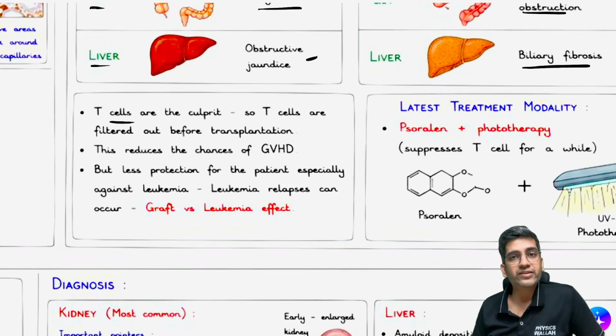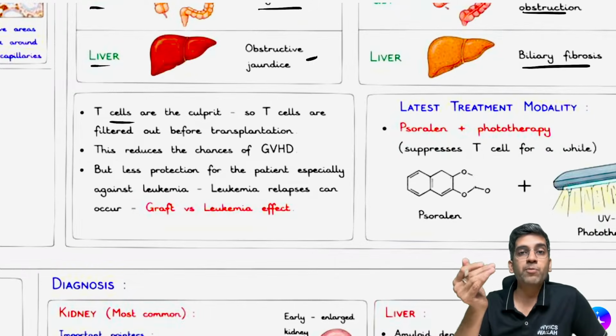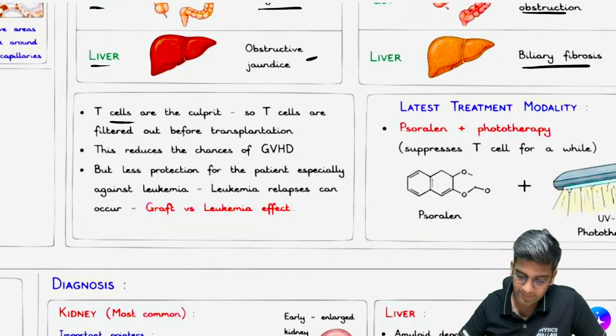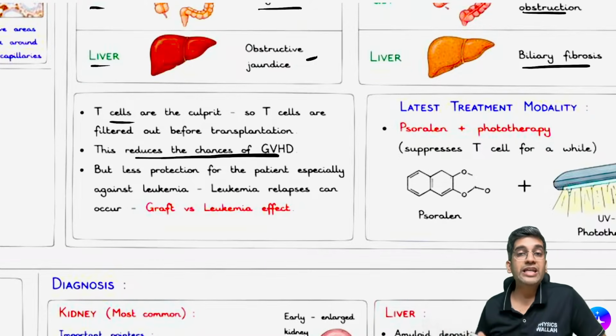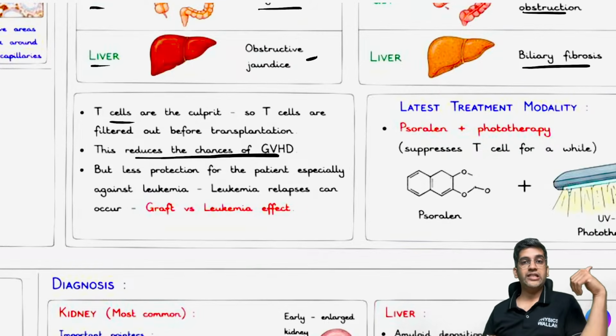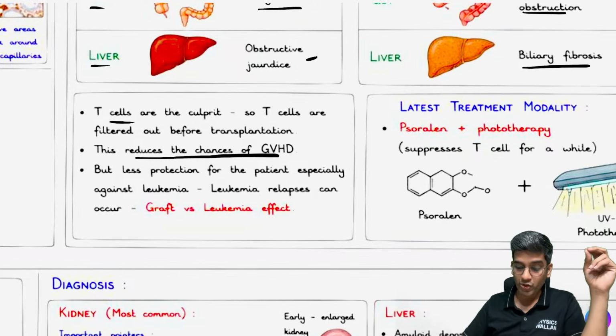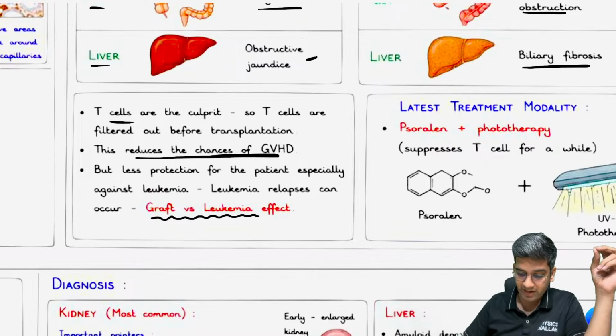So we did one thing. While transferring bone marrow, you remove the T cells, right? We put a filter and we remove the T cells. This will reduce the chance of GVHD without a doubt. But the only problem is, the moment I remove T cells, I'm removing the protection also. So the leukemia came back. We call this graft versus leukemia effect.